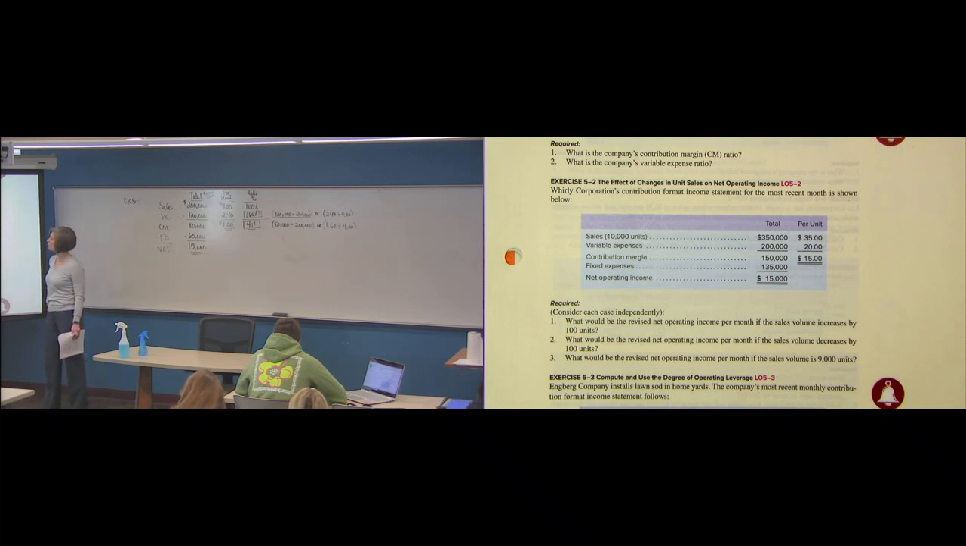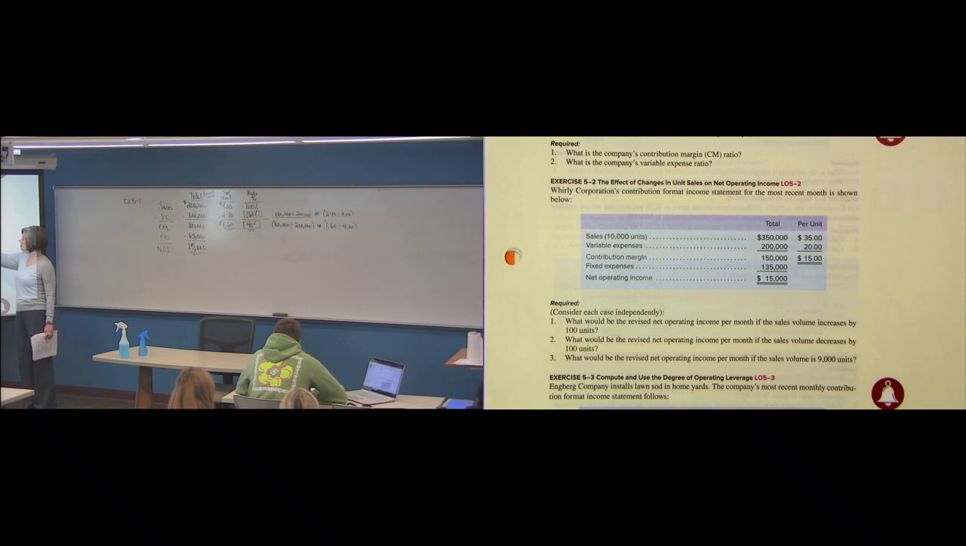So the total there is 350,000. So per unit value is 35, which makes sense because $350,000 divided by 10,000 units is $35 per unit, right? Okay. And then the variable expenses are $200,000 in total divided by 10,000 units would be $20 per unit. So remember, sales and variable costs move in the same direction, because they're all variable, right? Because they all depend on the number of units.